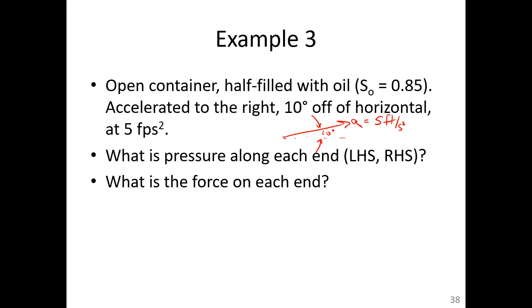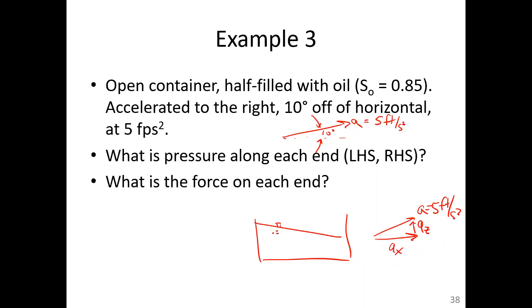And so you'll see the container on the next page, but it looks something like this. It's a nice rectangular container. And so if we're accelerating at 5 foot per second squared at this angle, 10 degrees off the horizontal, we would expect the fluid surface to do something like this.